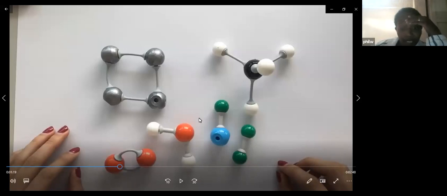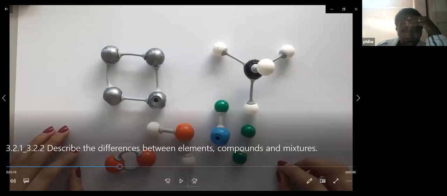What can we say about them? I would want you to tell me the first one that is gray in color, if someone can tell us. Is it an element or is it a compound?